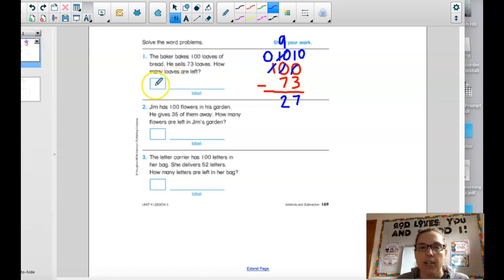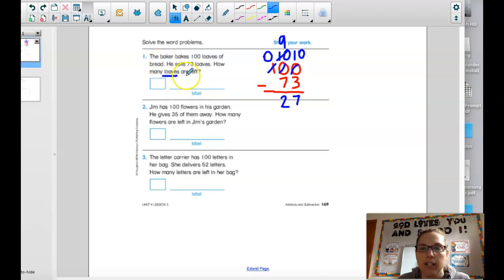So you'll type your answer into the text box, and then where it says label, you need to think 27 what? What were they asking about? So you look back at the question. How many loaves are left? So 27 loaves, and you can use this to help you spell it.